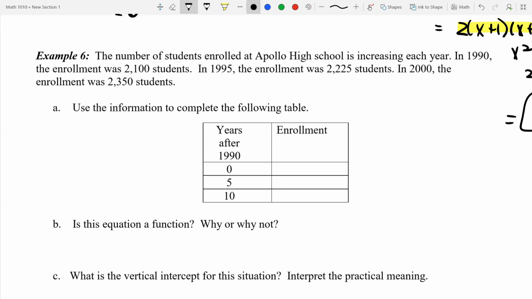So the number of students enrolled at Apollo High School is increasing each year. In 1990, it was 2,100 students. Let's fill in that table. So not there, but right here. So year 0 is 2,100 students, okay?